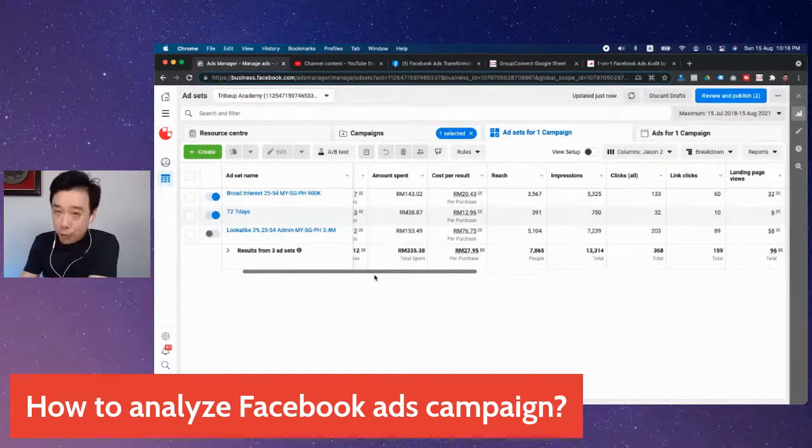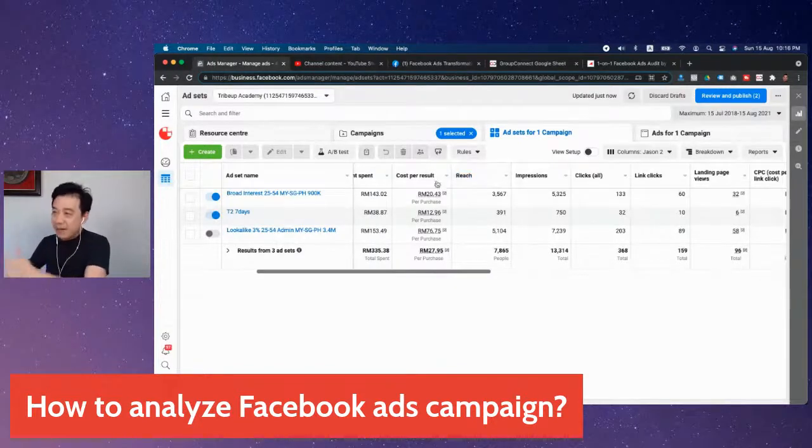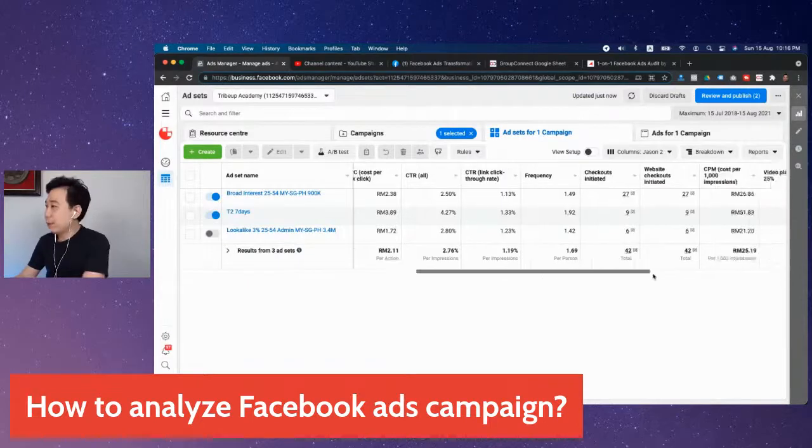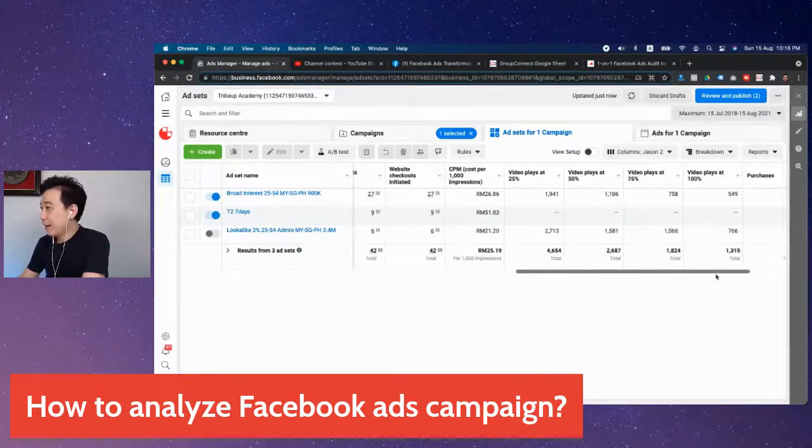Okay, every time you show your ad, every time you appear in front of the audience, you pay. So that's the reason why you want to keep an eye on your CPM. The CPM is a very important thing. So first thing first, we will look at the reach, because the CPM will decide your reach, the number of reach.